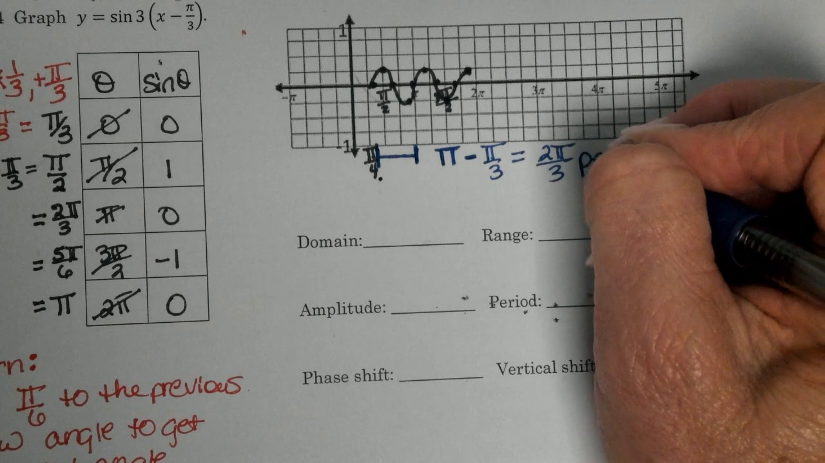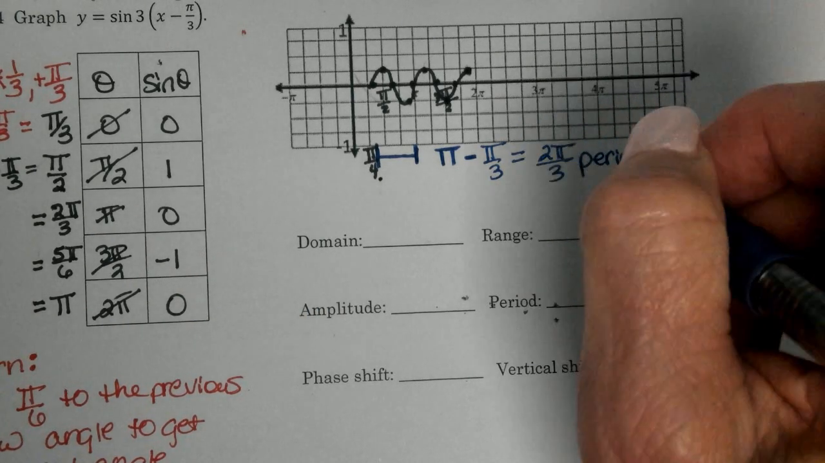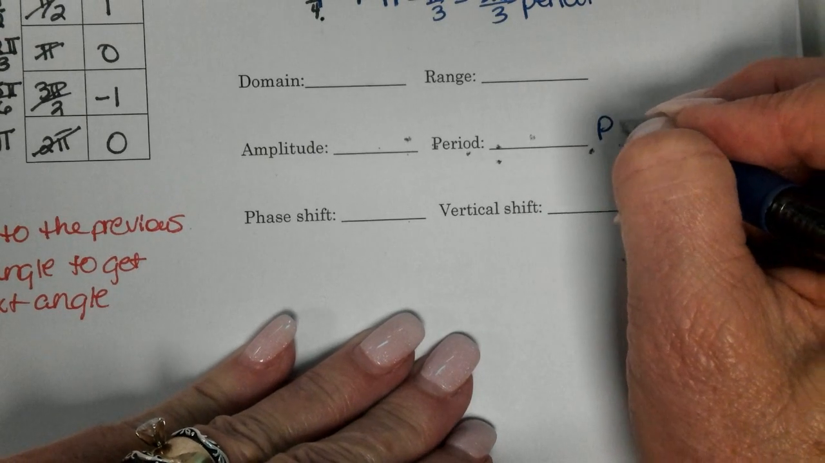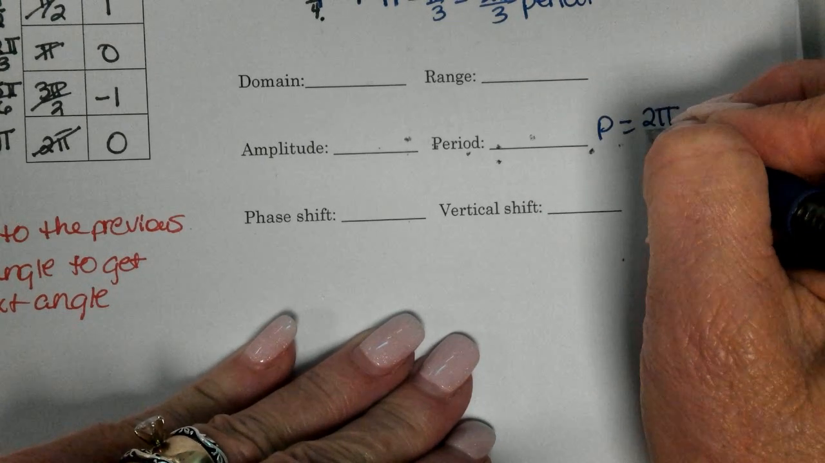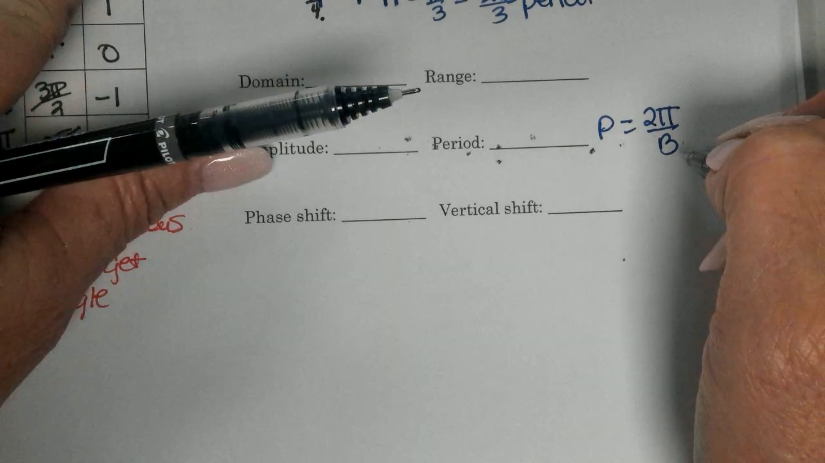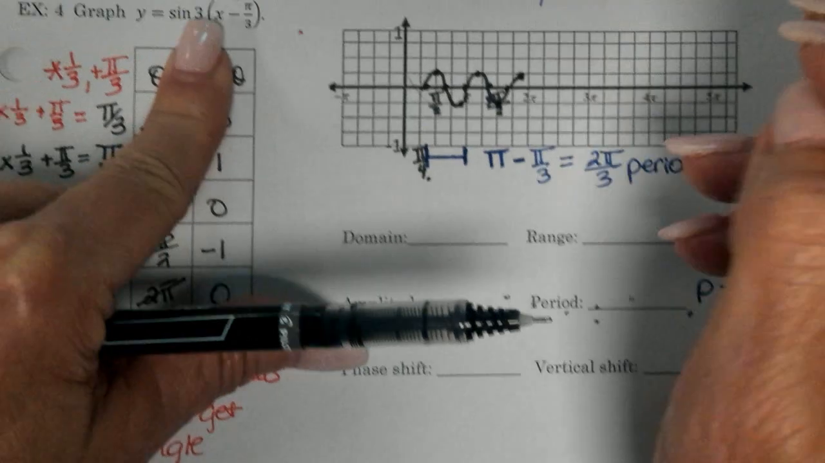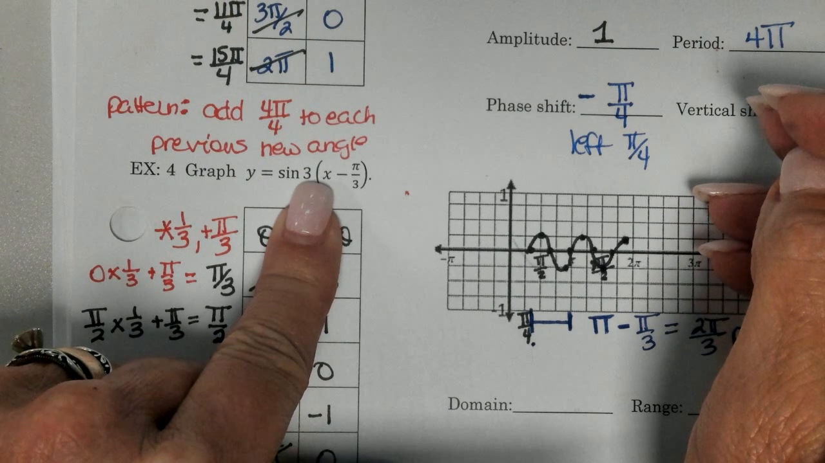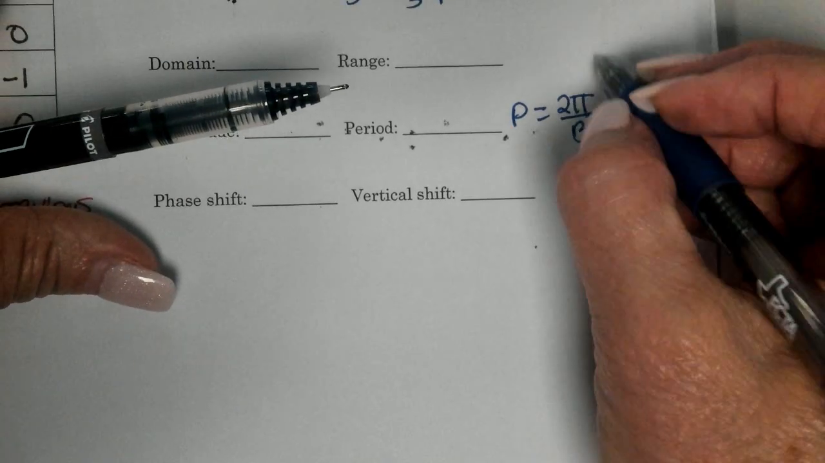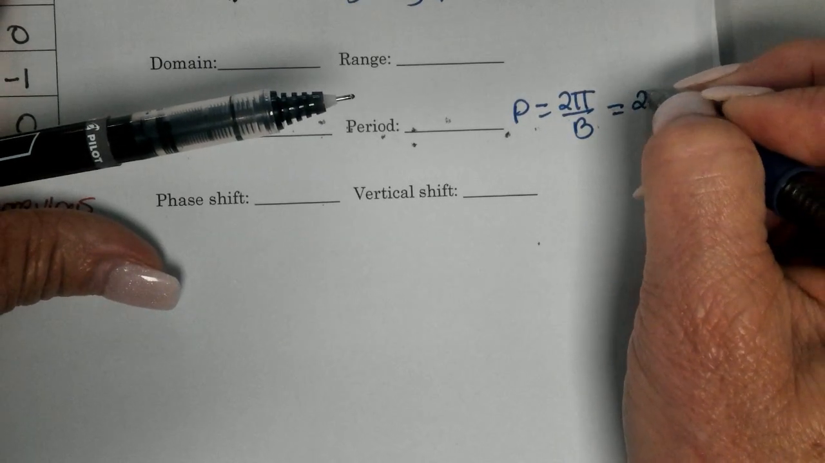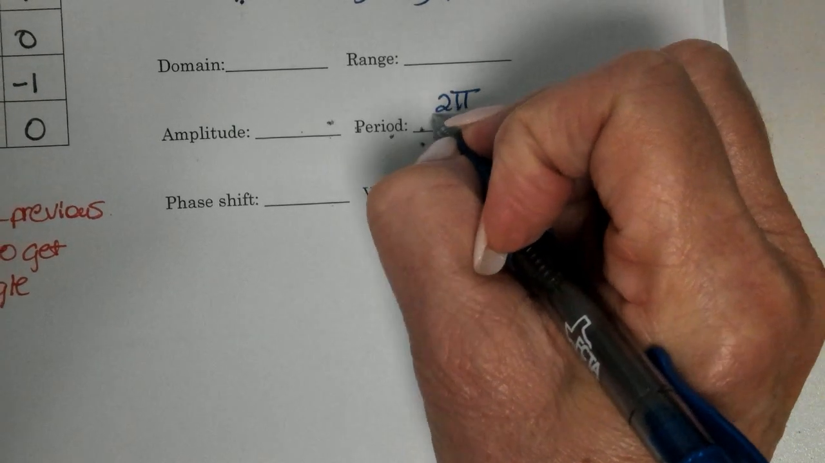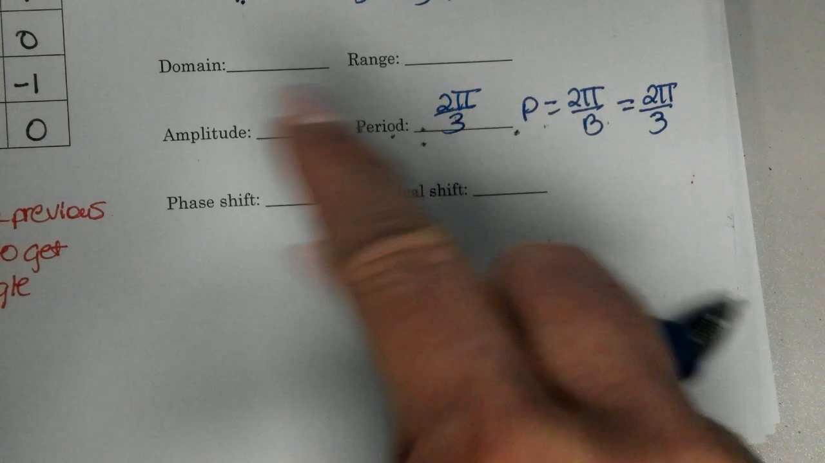Okay? But another way to determine that period, remember, is period is equal to 2 pi divided by b. And since b was 3, that was this number right here. Since the b value was 3, our period is 2 pi over 3. All right, so make sure you have that formula down for you.